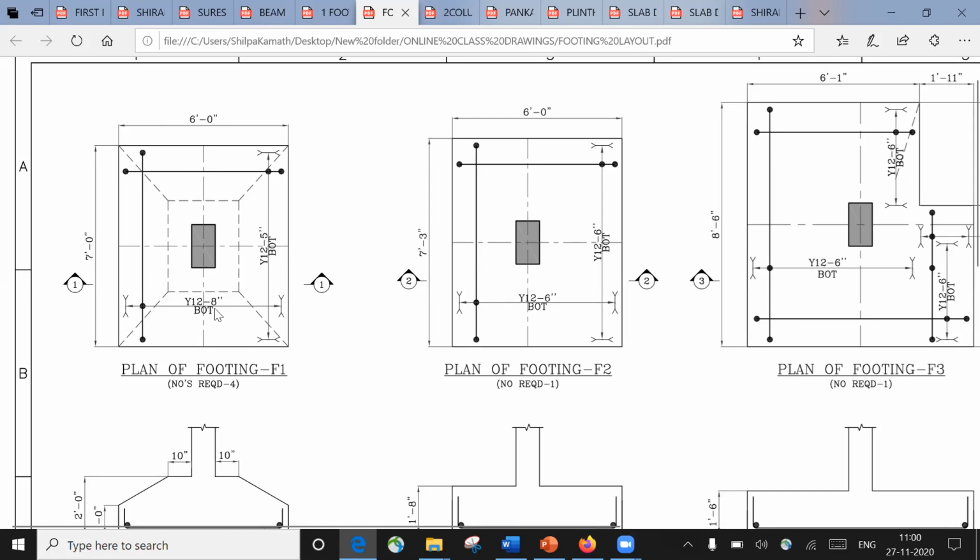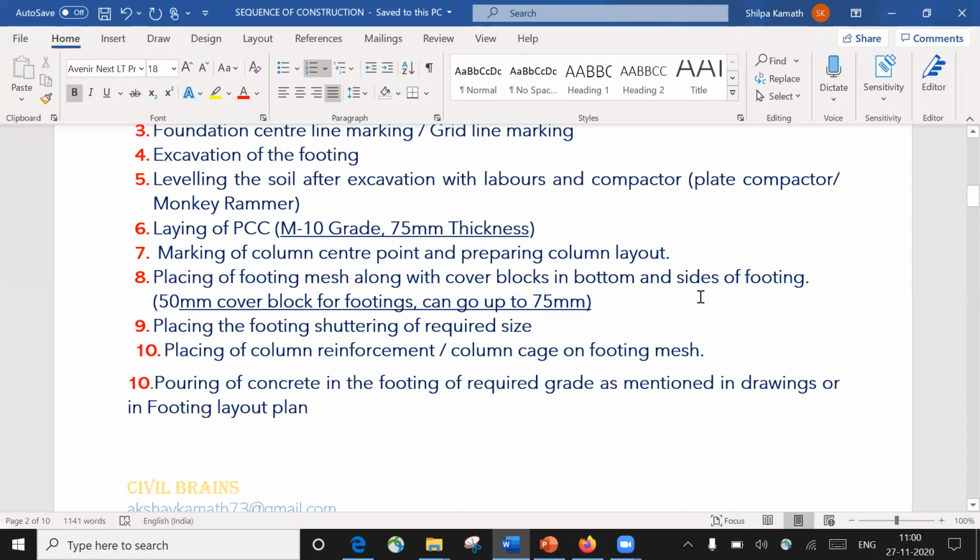Whereas the distribution bar, what you can get here, that is 8 inches. Again, it depends how you are going to design it. So based on the design, we have got this, right? So similarly, all these are the cross sections that we get. Based on this, we are going to mark the center point, and we are going to prepare the footing mesh.